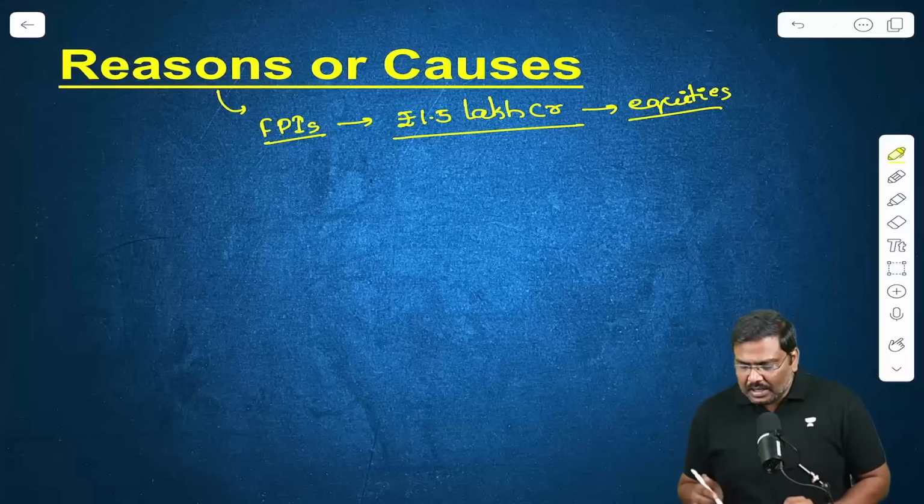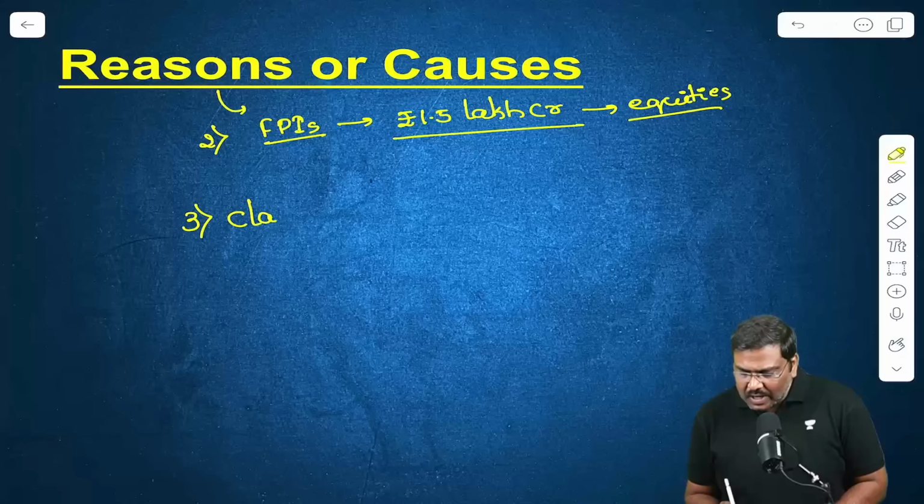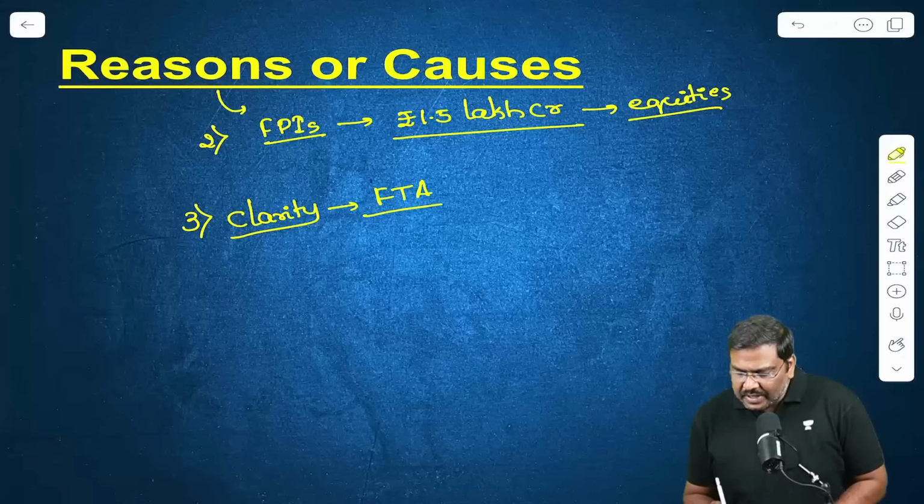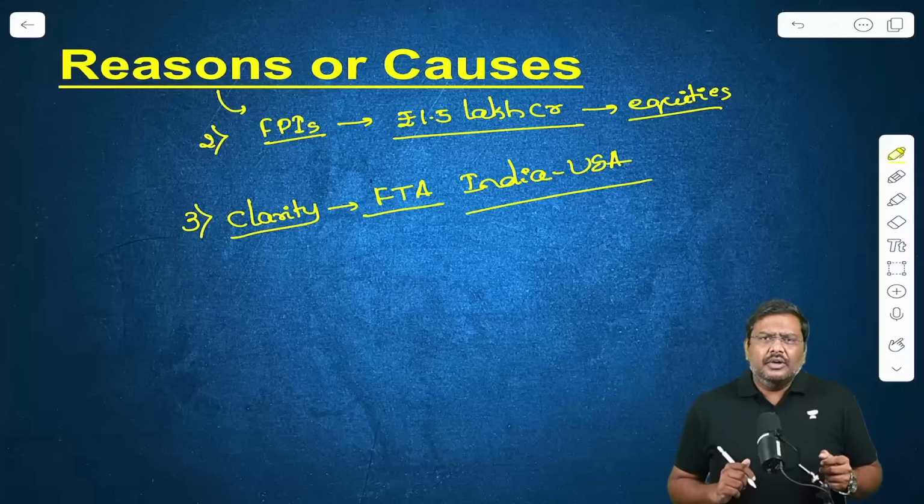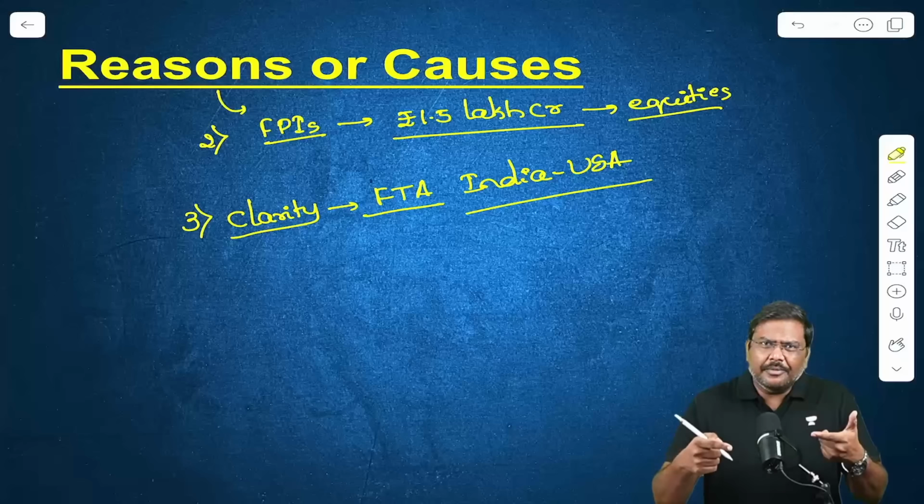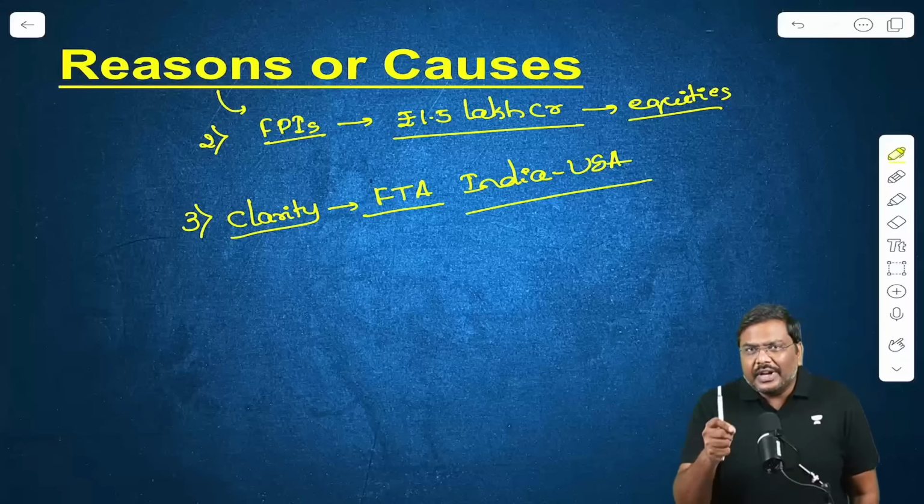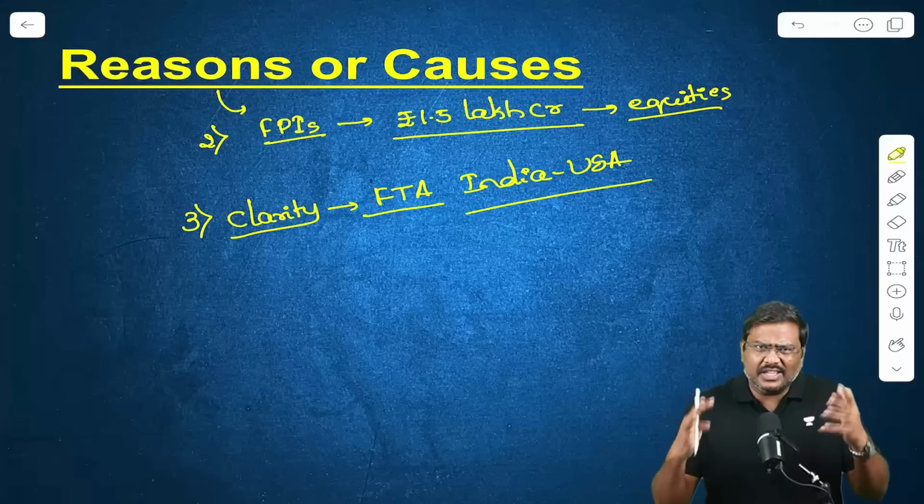For example, there is right now no clarity regarding the free trade agreement between India and USA. In fact, this is also one of the reasons why Indian rupee is depreciating. It's been multiple months. When the negotiations started, it was expected that the free trade agreement would be signed very soon and there would be a relief for India's exporters.